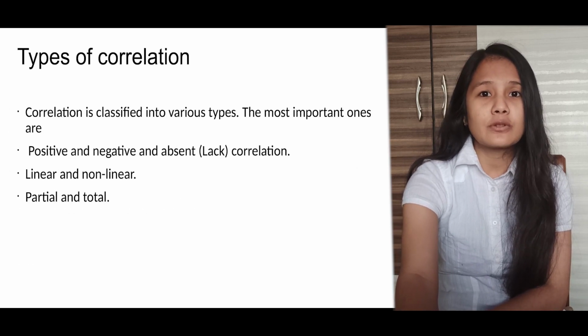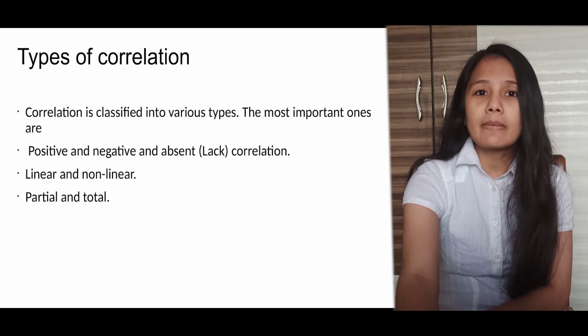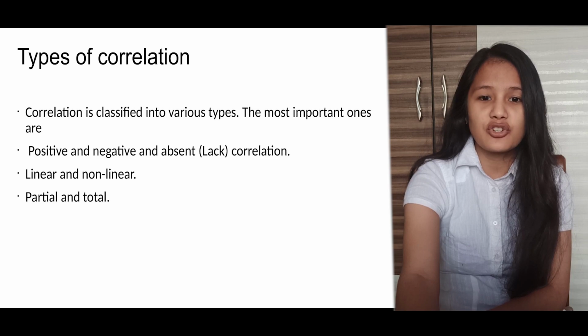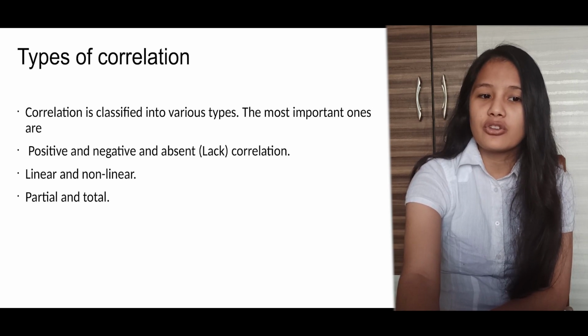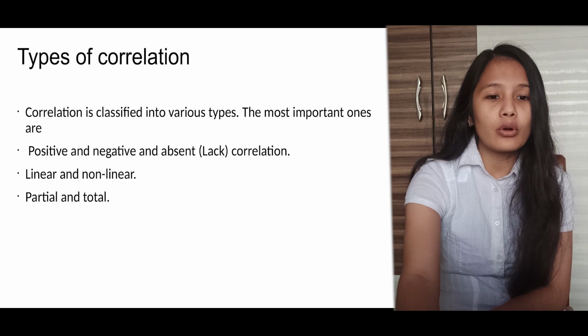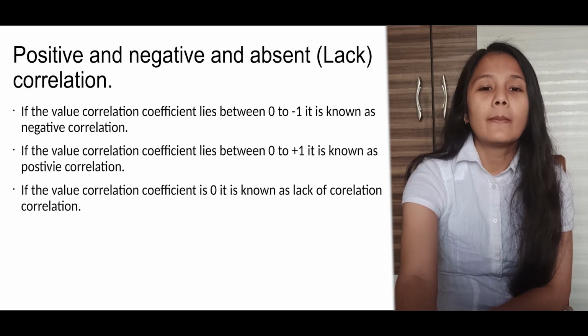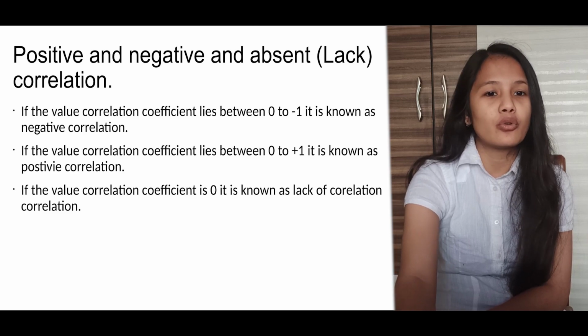There are a few types of correlation. Correlation can be classified in various types. The most important ones are positive correlation, negative correlation, absent or lack of correlation, linear and non-linear correlation, partial and total. Firstly, we'll check positive, negative and absent correlation.